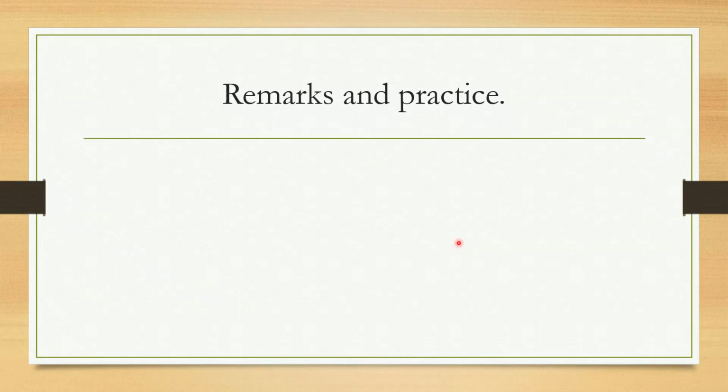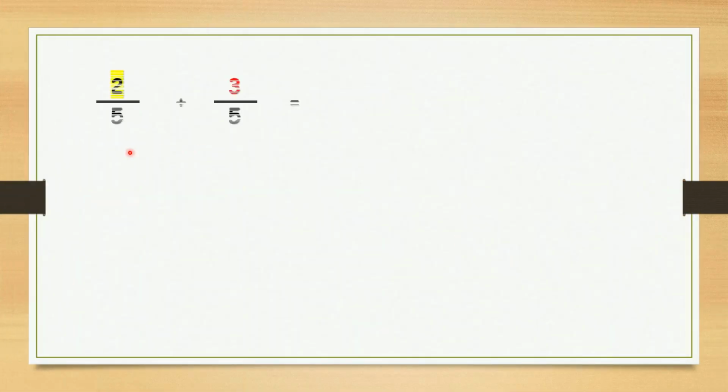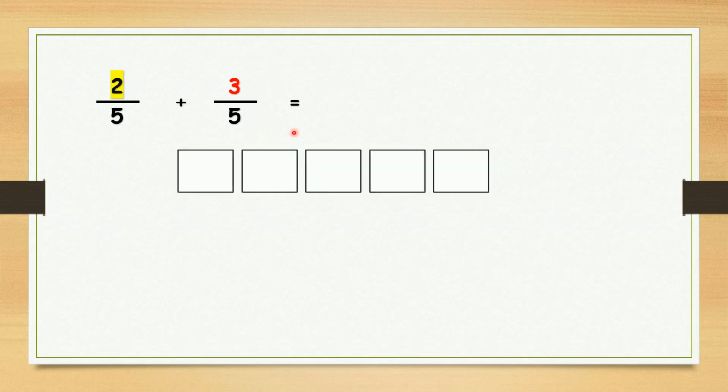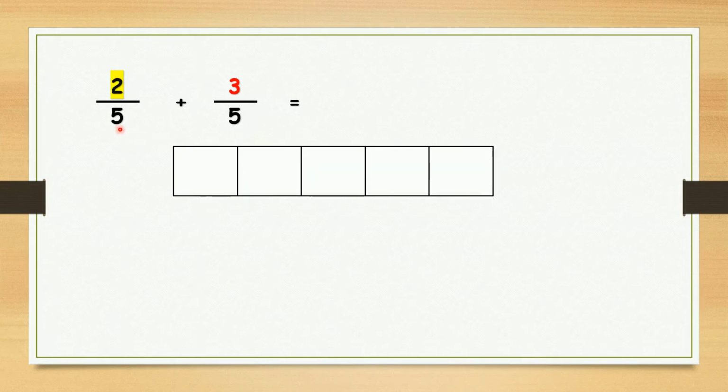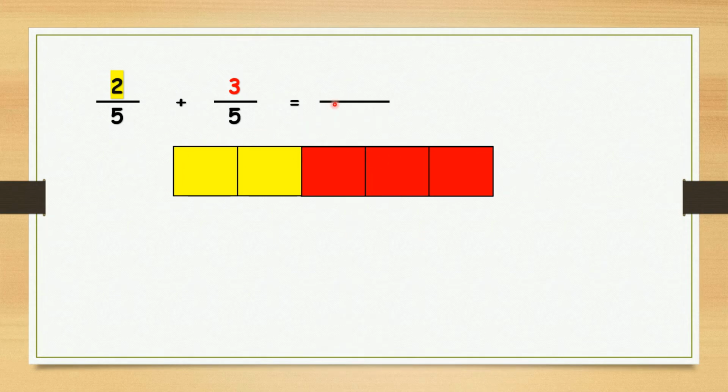Now, remarks and practice. Let's start solving this example. 2 over 5 plus 3 over 5 equals. Here, the denominator is 5. So we chose a rectangle as a unit and we divided it into 5 equal parts. So 2 parts plus 3 parts out of 5 equals, in fact, the whole unit. It's 5 over 5. So 2 plus 3 over 5 equals 5 over 5.